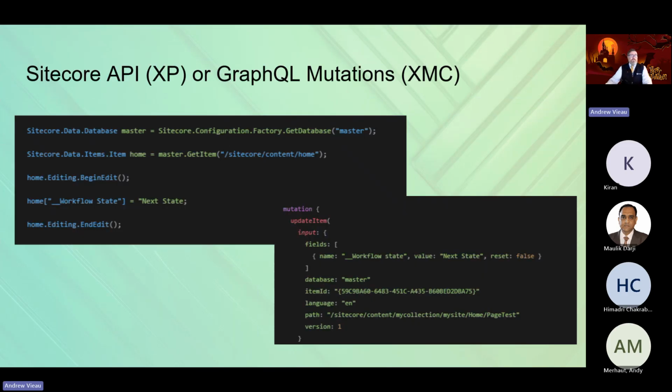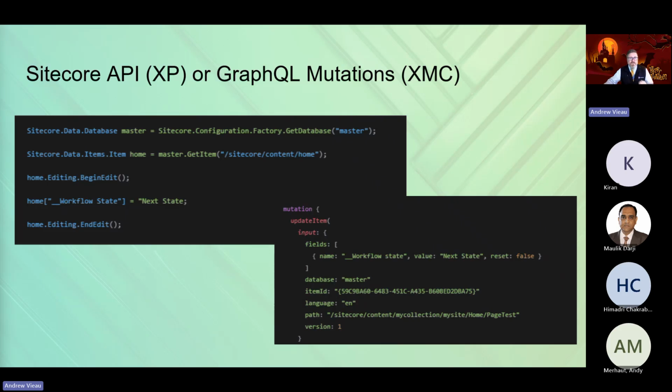And then the last thing I have here is leveraging the Sitecore API in XP or GraphQL mutations in XP or headless systems. So if you need to do some really complex actions and you're a developer, you can use the API or GraphQL mutations to move items through a workflow. So ultimately, your workflow state is defined by regular fields in the database. So we can modify that programmatically just like we can with any field.